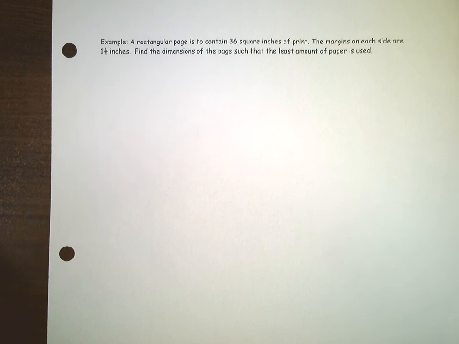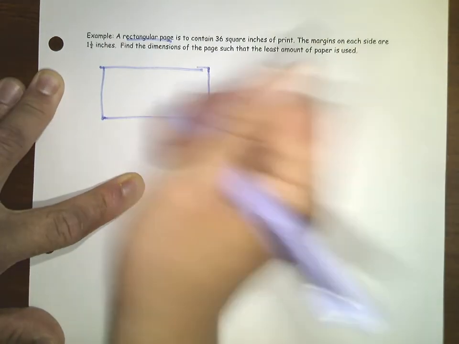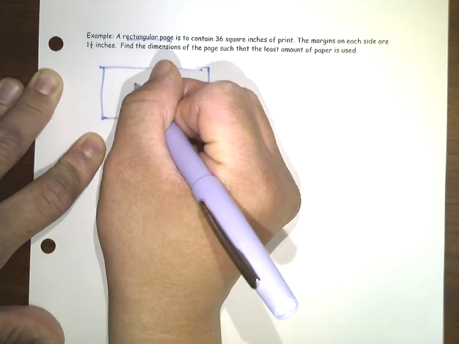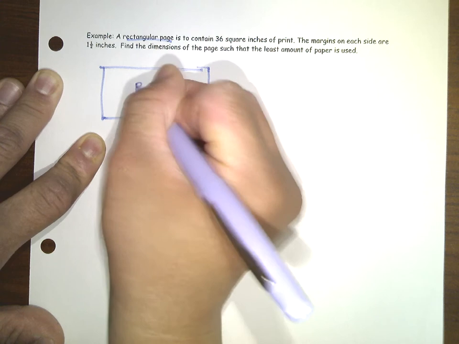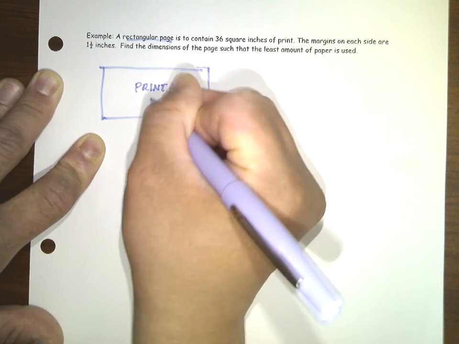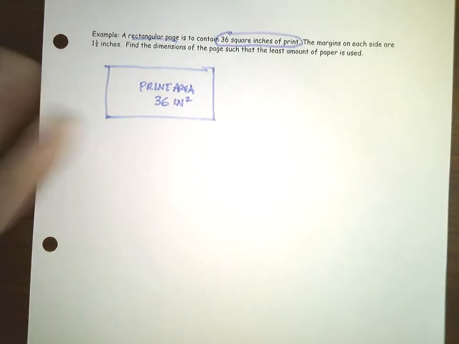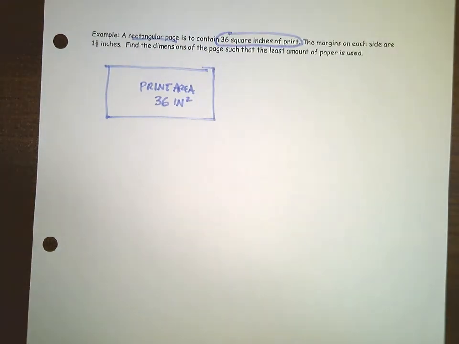So a rectangular page is to contain 36 square inches of print. So let me draw a rectangular page here, and there should be 36 square inches of print. So the print area is 36 inches squared, or 36 square inches, and the margins on each side are 1.5 inches.